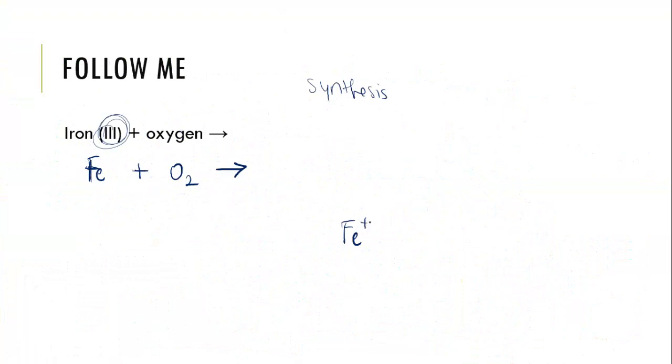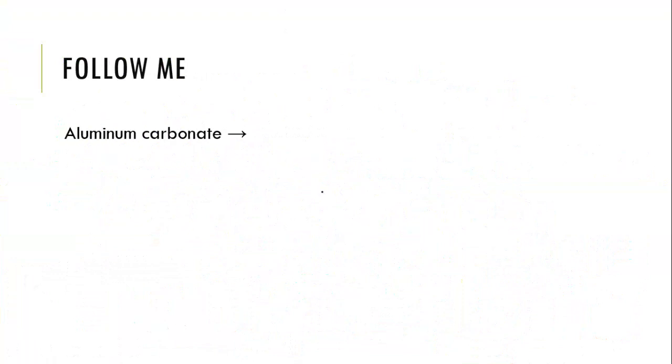Here's where I need the 3. That means it's a +3. Oxygen is a -2. So if you do the math of this, it'll take 2 Fe's and 3 O's to add up to 0 to trade electrons equally. So it'll be Fe plus O2 yields Fe2O3. Right, what about this one? Aluminum carbonate. Well, aluminum is 3. Carbonate. Remember, when it ends in ate or ite, it's a polyatomic ion. If you look it up on the polyatomic ion table, you'll see that it's a -2.